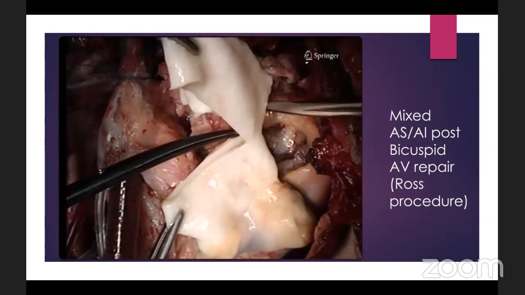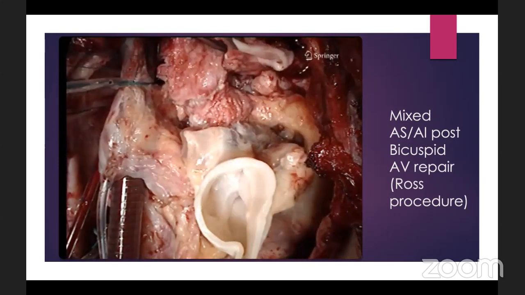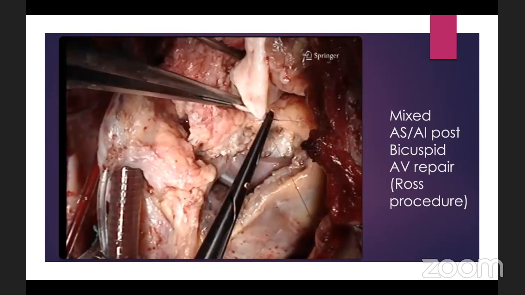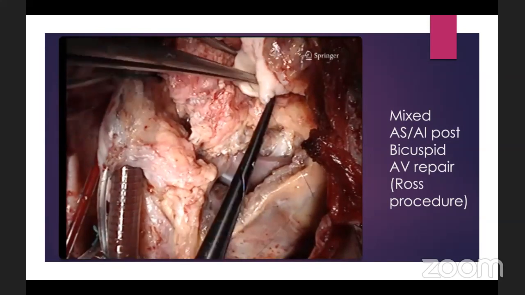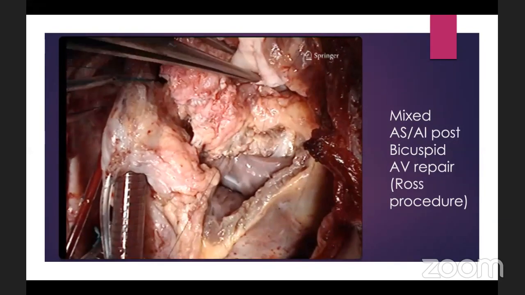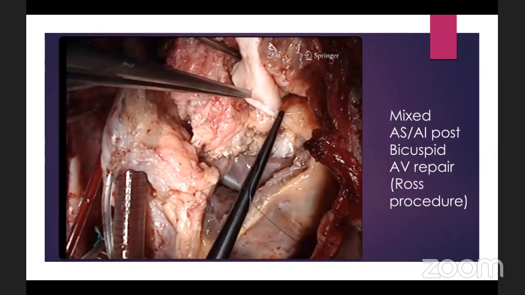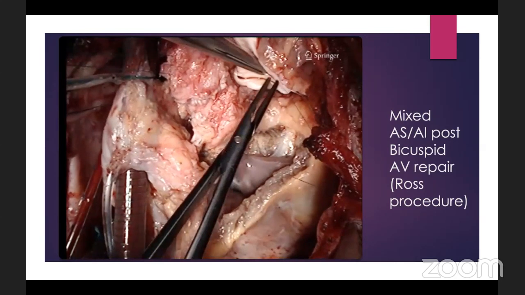We personally don't have access to homografts here in my hospital, so we use the bovine jugular vein conduit, Contegra, but it's very similar. You start with the distal end anastomosis between the conduit and the bifurcation.